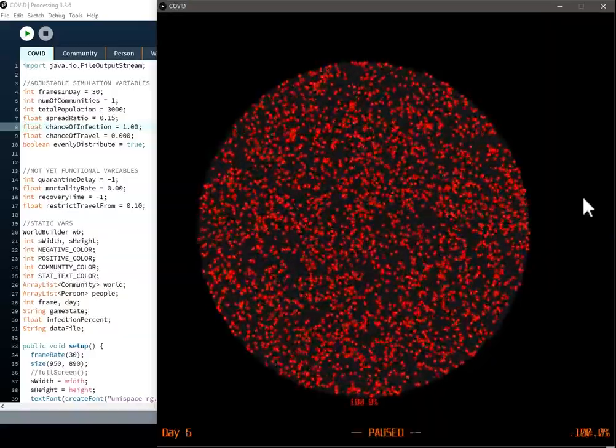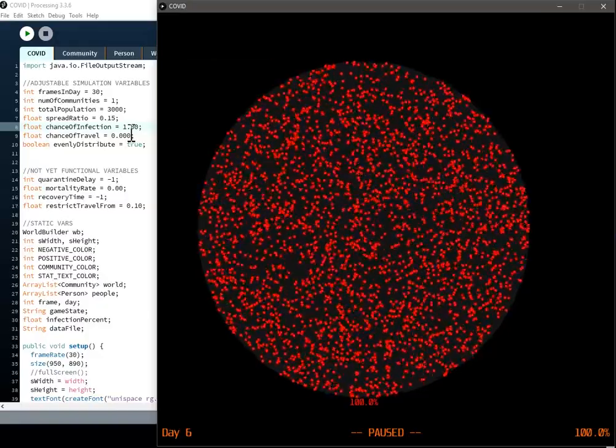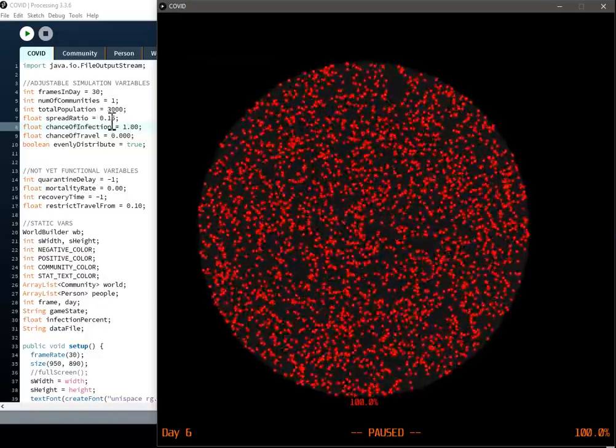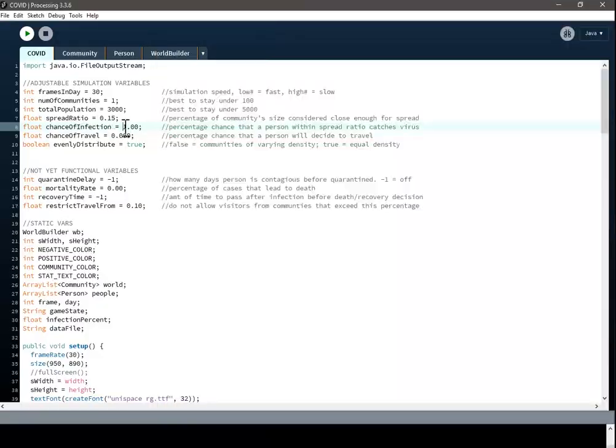So nobody was spared if they were within that spread ratio of an infected person. I'm going to set that chance of infection back down to 15% like it was a second ago. And now let's play around with the number of communities. I'm going to kick this up to 6 communities.